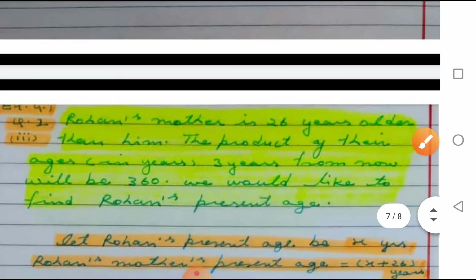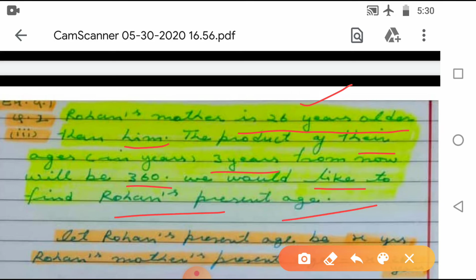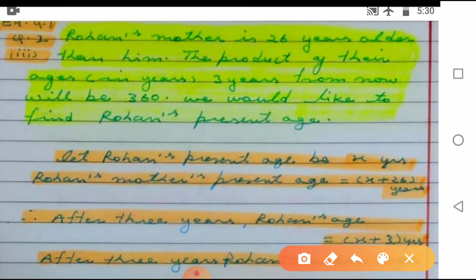Okay. Come to the third part of this question, question number 2, that is, Rohan's mother's age is 26 years older than him. The product of their ages in years 3 years from now will be 360. We would like to find Rohan's present age. Okay. So, look here. The question is simple. Rohan's mother's age is 26 years older than him.